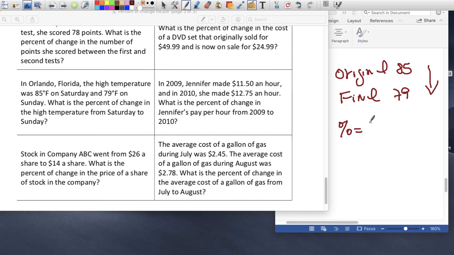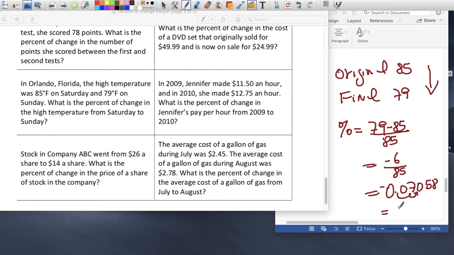So the percent of change is final minus original divided by original. 79 minus 85 is negative 6. And divide that by 85. That's going to give us 0.07058, and we can go on. We're going to cut it after 4, so 1, 2, and we're going to say that this is, by the way, negative 7.06%.